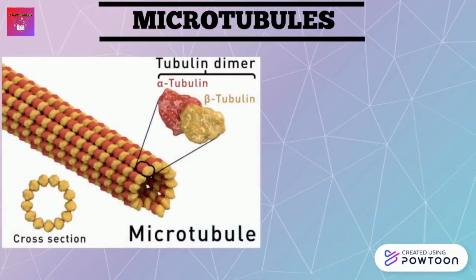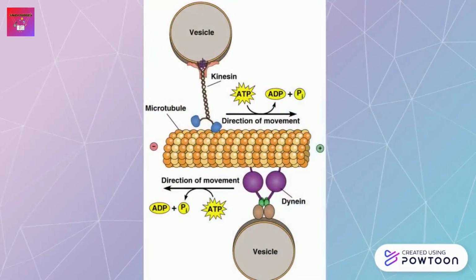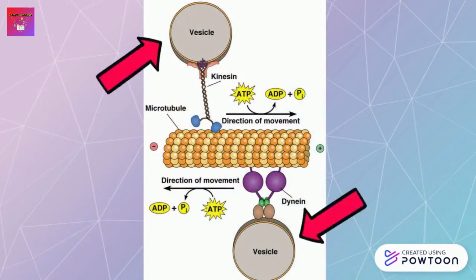Lastly, let's look at microtubules. It looks like a hollow cylinder made up of two globular proteins, namely alpha-tubulin and beta-tubulin. Typically, they interact with motor molecules called kinesin and dynein to move the molecules as you can see in the picture. The two vesicles are the substances that are being transported by the microtubule. With the expenditure of ATP molecule, kinesin and dynein act alternately, bringing about movement in the substances.